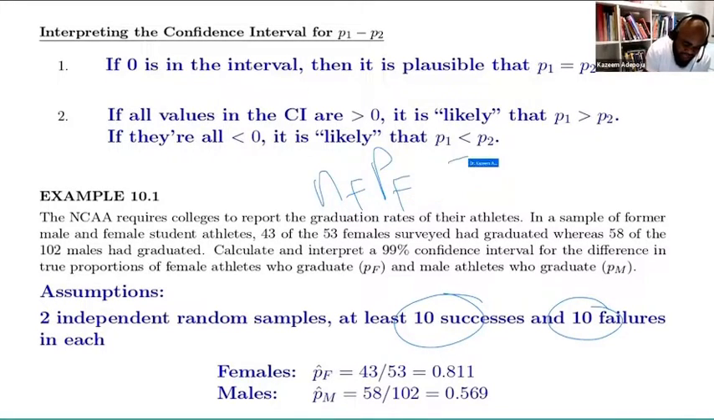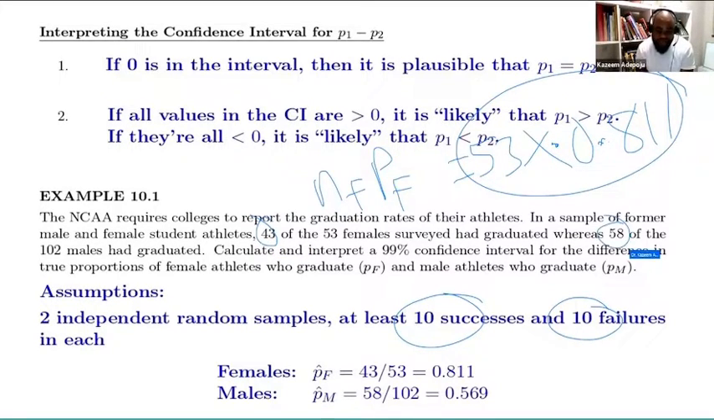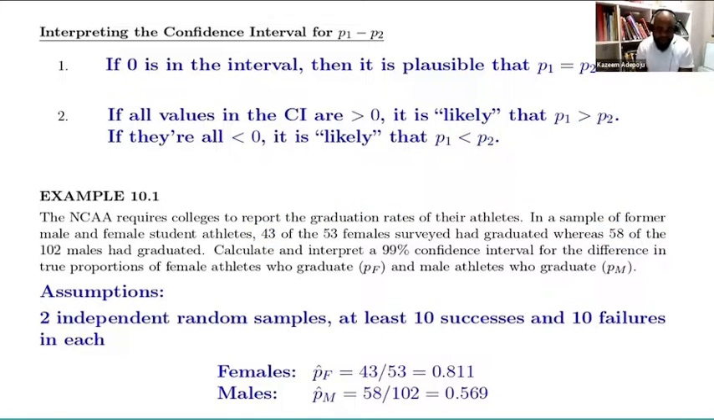What is nF? Here, 53 multiplied by what is p-hat F? The p-hat F is 0.811. Of course, at the end of the day, that will give you 43. Okay, if you multiply that, 43 here is greater than 10, and 10 here is also greater than or equal to 10. So that assumption is met.